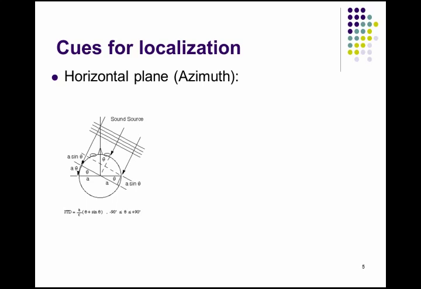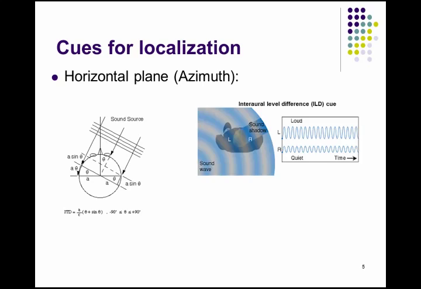Not only that, imagine that if you have 1 degree, so we've got a front zero, so at zero we have obviously no interaural time difference, and at 1 degree, that's our just noticeable difference, we've got something like 5 microseconds difference that we are able to detect. That's pretty good. Okay, that's one.